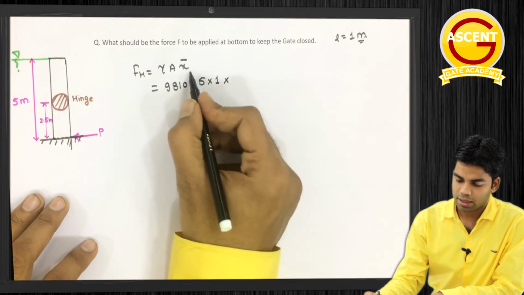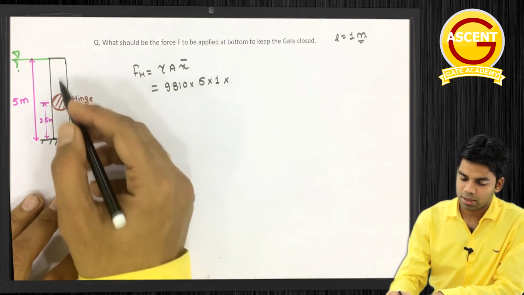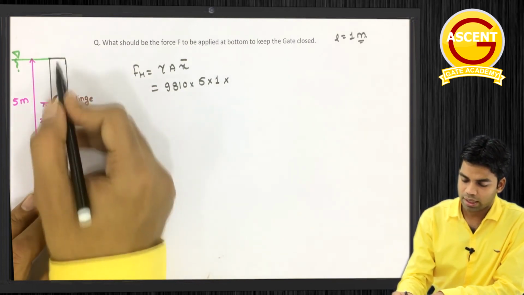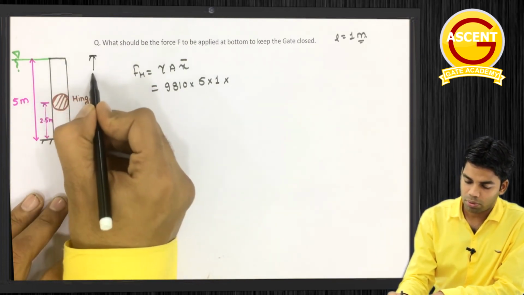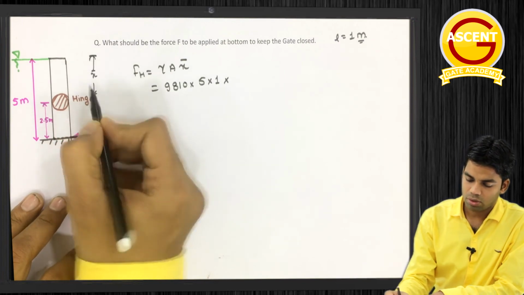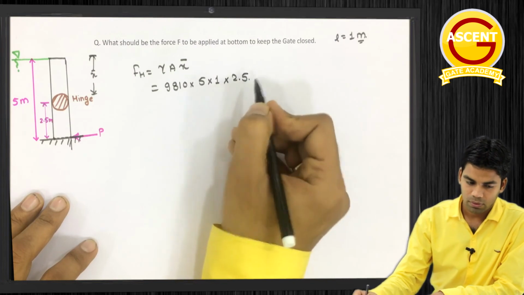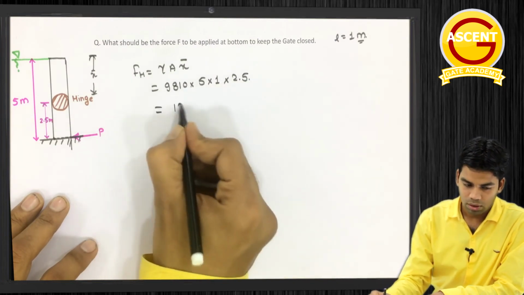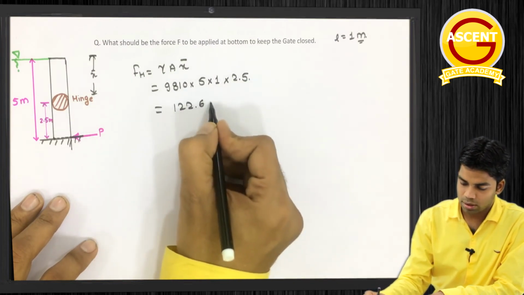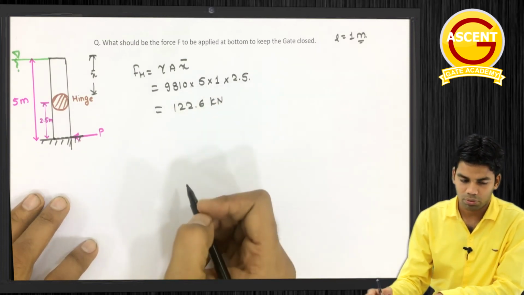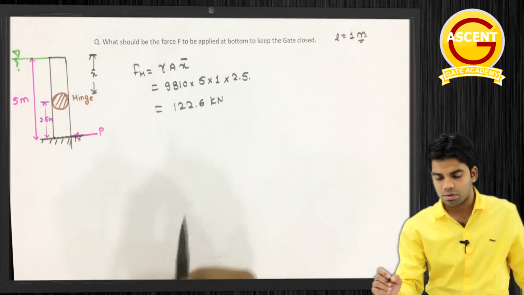into x bar. What is this x bar? X bar is nothing but the distance of the center of gravity of this whole rectangle from the top, so half of this, which is equal to 2.5 meter. So this will be equal to 122.6 kilonewton. The answer will be in kilonewton, 122.6 kilonewton. First thing, this much force is acting.